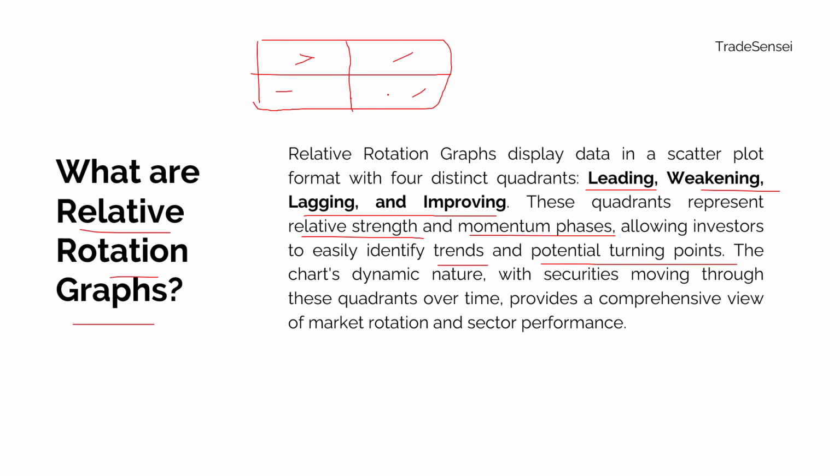So what is the meaning of using all these different graphs and charts? Basically, they tell you about the relative strength of the market, the relative strength of the stock or the index or the industry that you're looking at, and the momentum phases. Why is momentum necessary in trading, specifically as a swing trader?